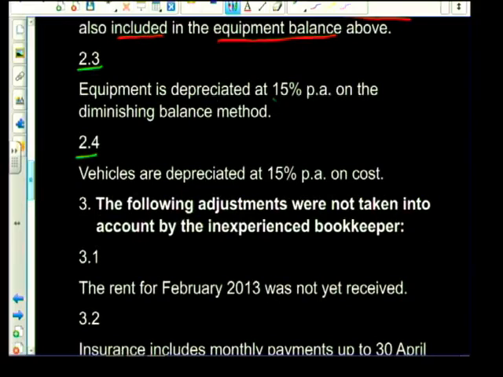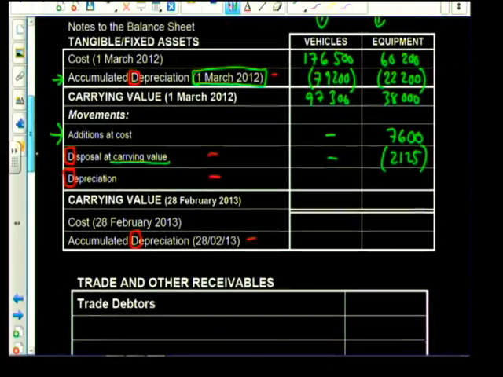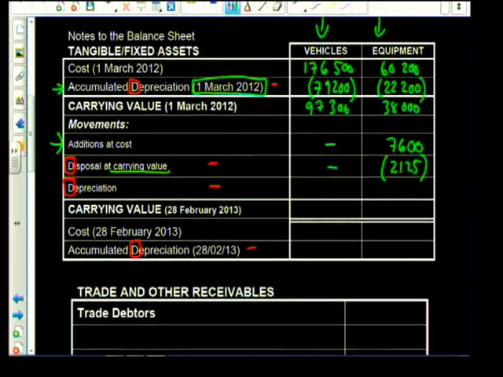Equipment is depreciated at 15% per annum on the diminishing balance method, whereas vehicles are depreciated at 15% on cost. To calculate the vehicles is easier because the cost price is easier than the diminishing balance method. So what we need to do, let's remember that it's 15% on cost. To calculate this year's depreciation on our vehicles, there were no changes. So that makes it pretty easy to calculate the depreciation.